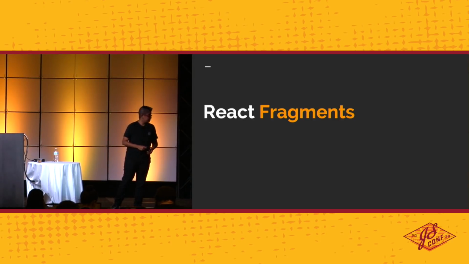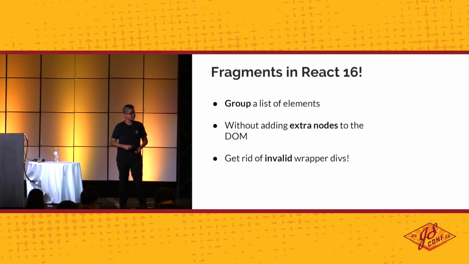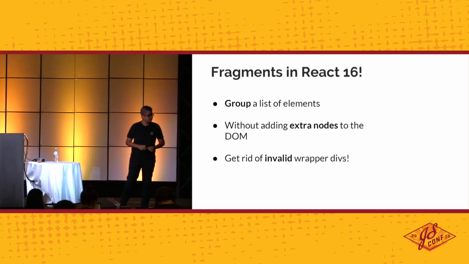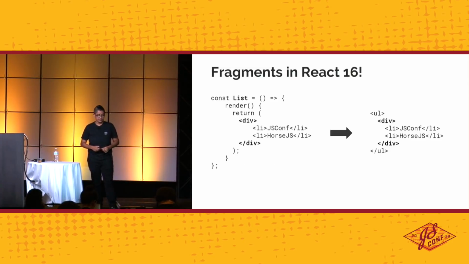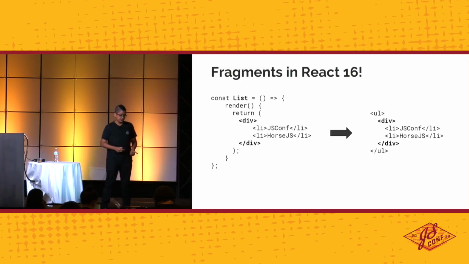React fragments. React fragments, they were introduced in React 16 a while back. They are used to group a list of elements without adding extra nodes to the DOM. They do a very useful thing in that they get rid of invalid wrapper divs. Let's take a look at how we used to export certain components that had sibling elements but nothing wrapping them. We would have to add an invalid empty wrapper div around it just to export it as a single component.